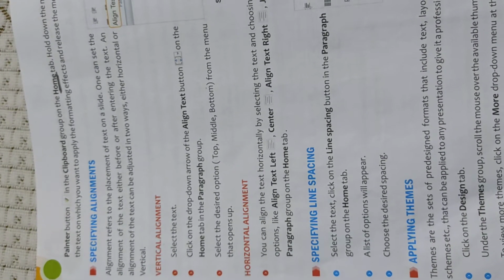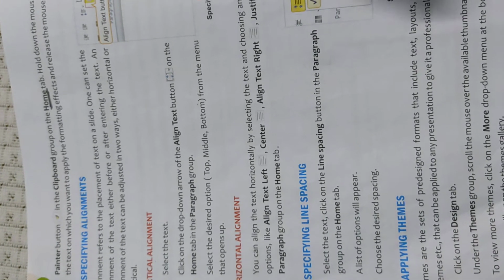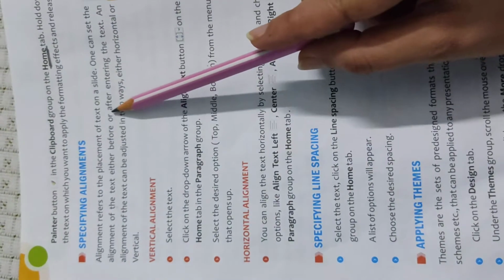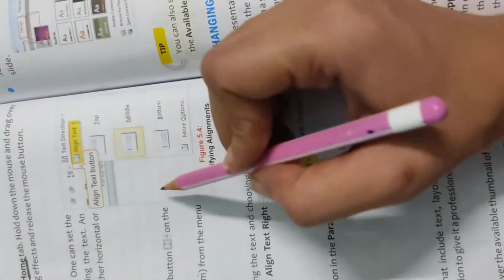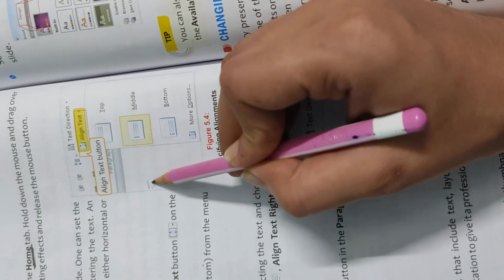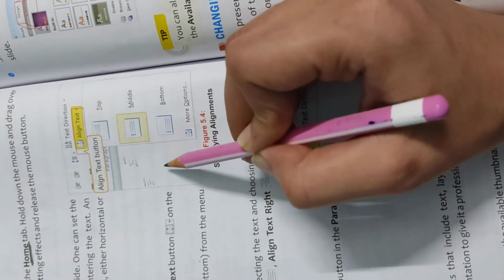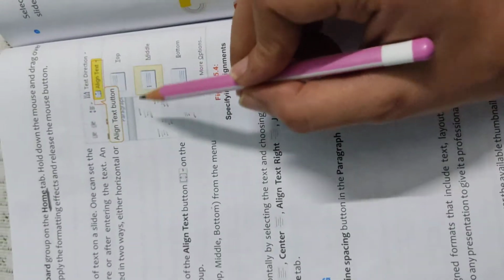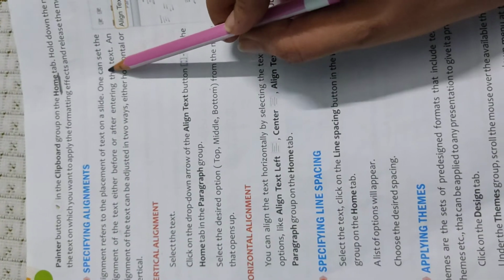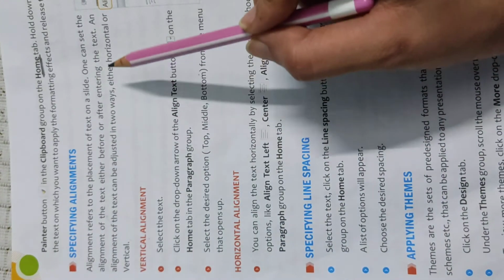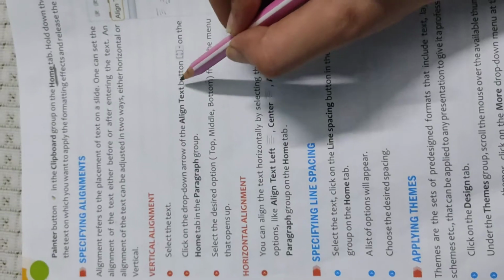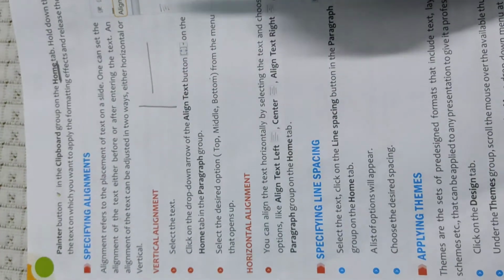Next one is specifying alignments. Alignment means which side you need the text: left side, right side, bottom, above. Alignment refers to the placement of text on the slide. Like you have written something, you may need it on the left side, above, bottom, right side or in between. Whatever you need, all the options are there. Any option you can select. One can set the alignment of the text either before or after entering the text. Alignment of the text can be adjusted in two ways. Horizontal means this side, vertical means like this.